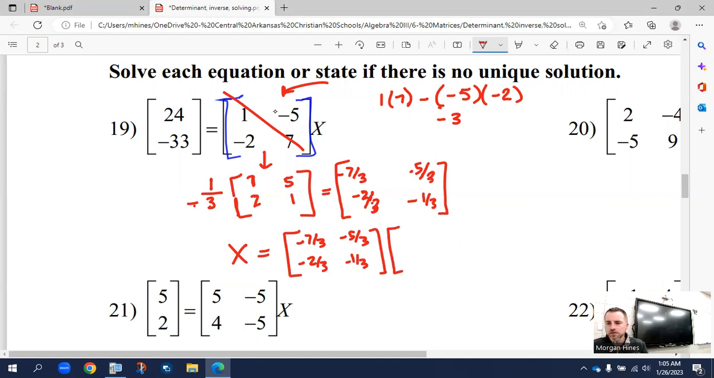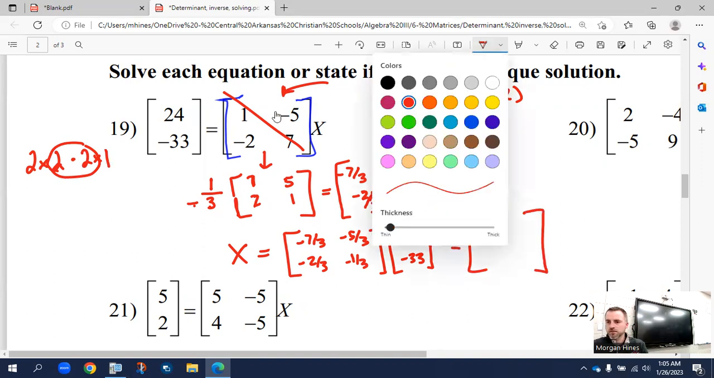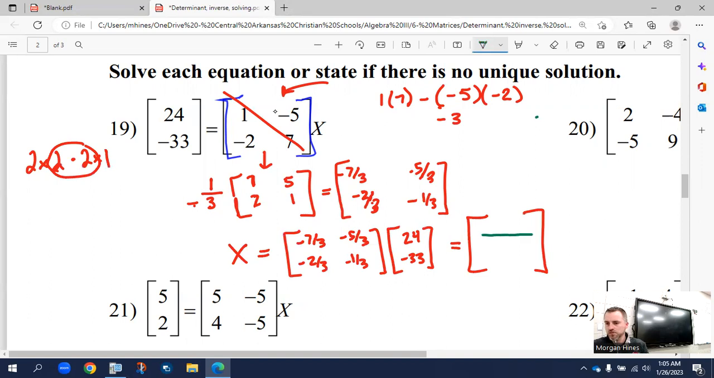times 24, -33. Okay, so we've got a 2x2 matrix that's being multiplied by a 2x1 matrix, which means every location or every address is going to have two numbers, two multiplied numbers being added to each other, and the result should be a 2x1. It should be two rows, one column.